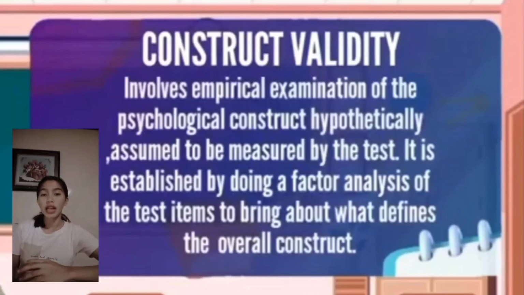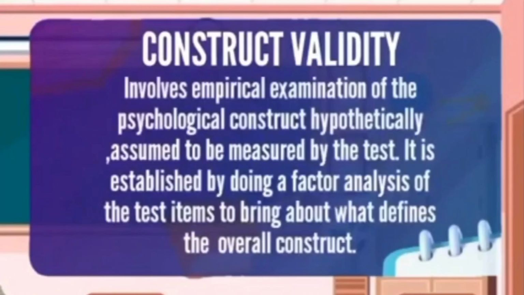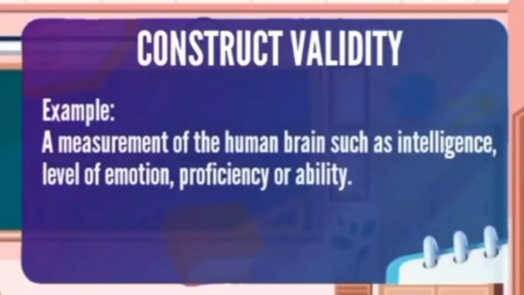We are now on the last type of conventional validity according to Anastasi and Urbina 1997, which is construct validity. Construct validity involves empirical examination of the psychological construct hypothetically assumed to be measured by the test. It is established by doing a factor analysis of the test items to bring about what defines the overall construct. For example, a measurement of a human trait such as intelligence, level of emotion, proficiency, or ability.